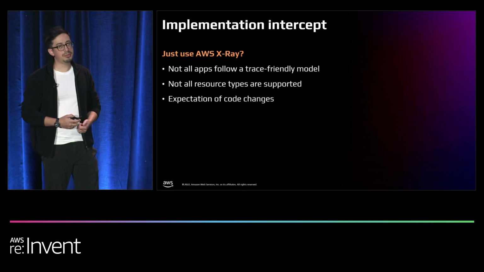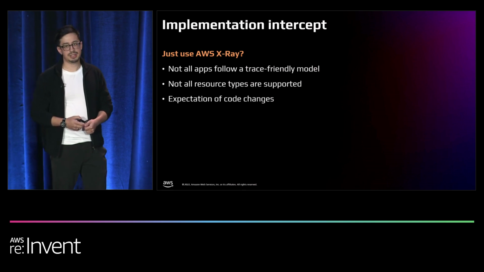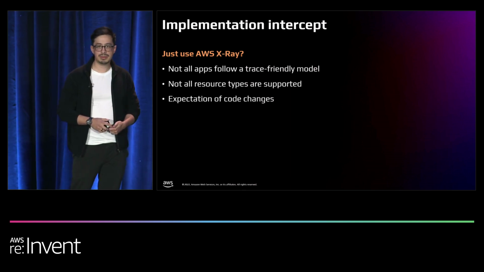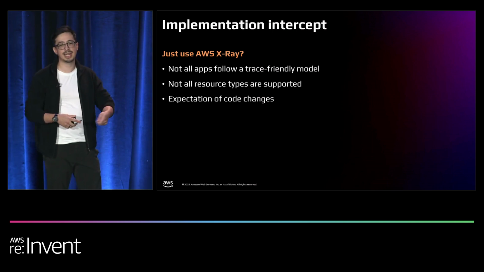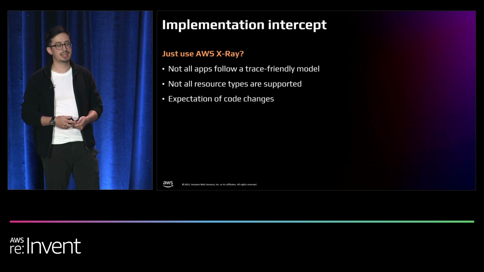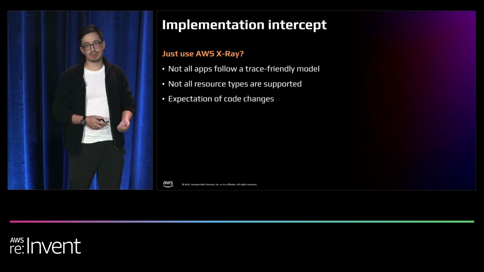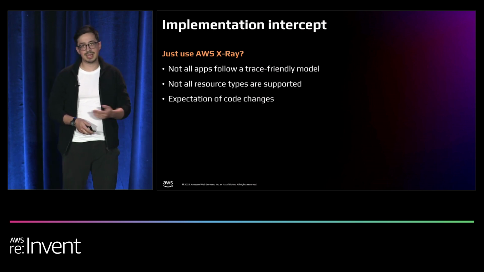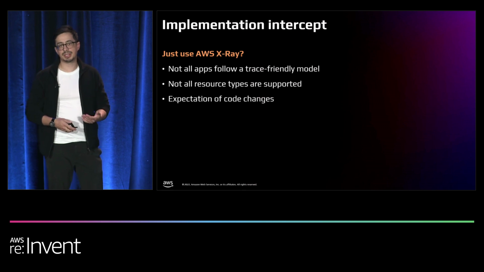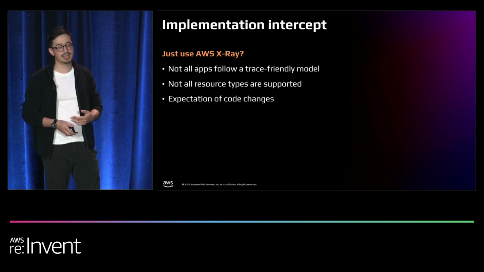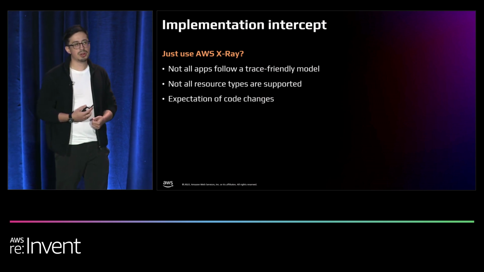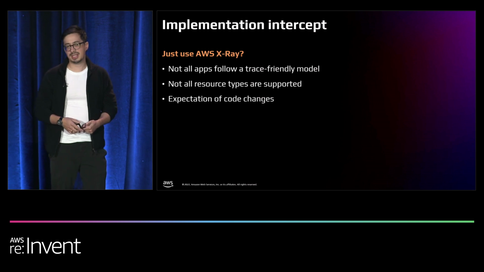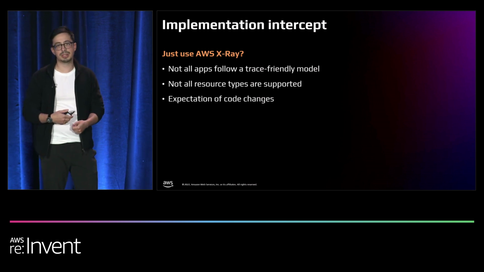So eventually we found that we couldn't use it directly. X-Ray has a very trace-heavy model, and not all the applications that we wanted to monitor follow that same idea of tracing individual requests. It also doesn't support all resource types, which put us right back in the case of, okay, there are some resource types we want to instrument and look at that aren't going to be visible in the telemetry coming out of X-Ray.